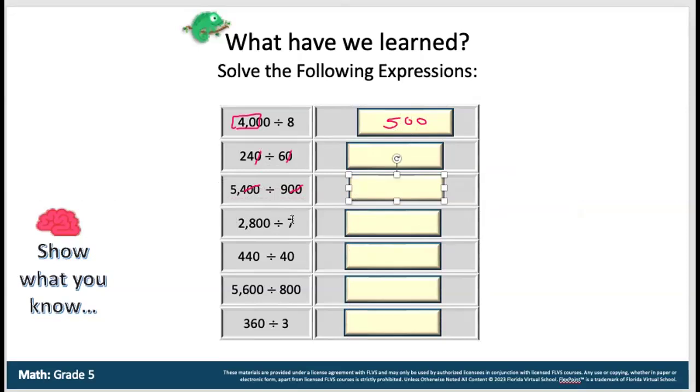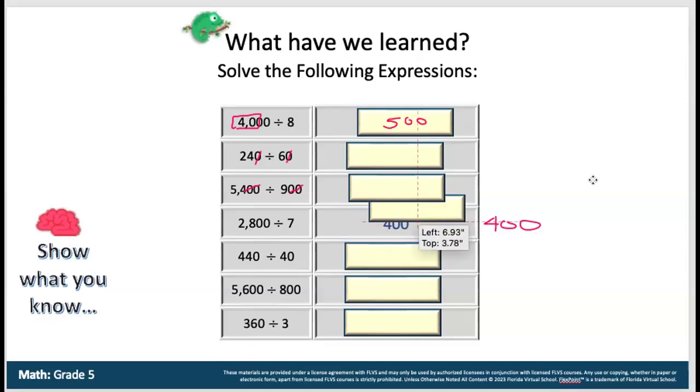Yeah. Okay. Same thing here. Okay, 2,800 divided by 700. So I know I'm going to have 2 zeros on the end of my answer on this one. Okay. So 28 divided by 7. 28 divided by 7 is 4. So I should get 400. Oh, yeah. 440 divided by 40. Oh, well, this one's a little trickier. Okay, I'm going to cross off my zeros. 44 divided by 4, that's 11.